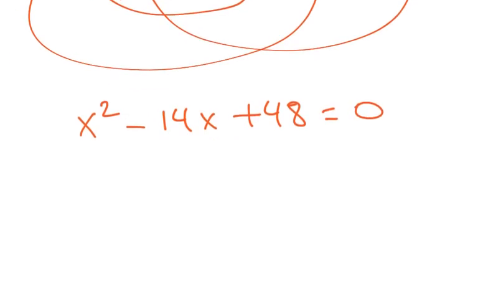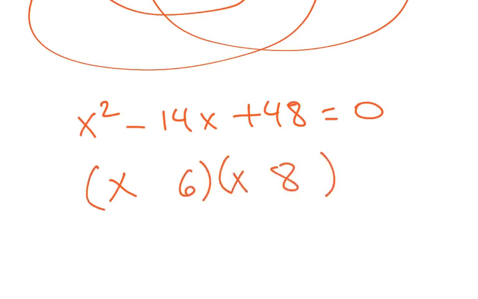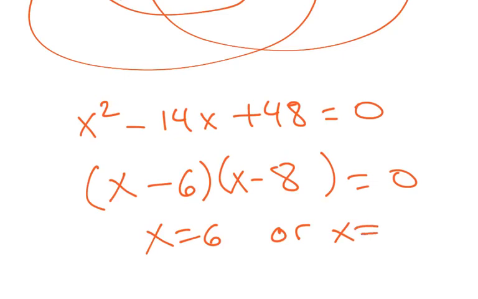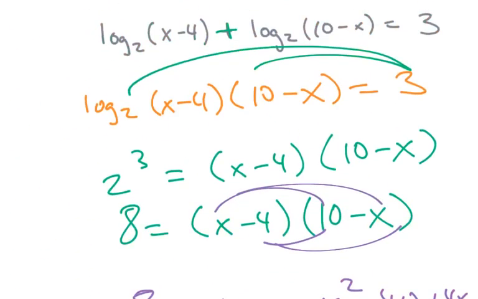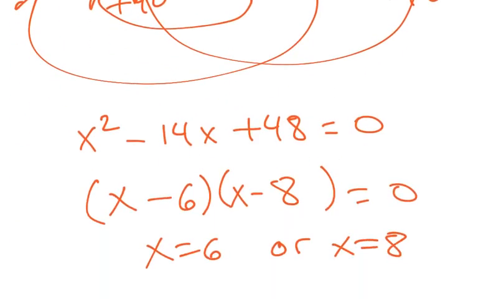So I want to factor this. So what is that? The first thing that pops in my head with 48 is 6 and 8. They're both negative to give me negative 14. So that means x is 6 or x is 8. In this situation, notice that when I plug back in here, both of those will work.